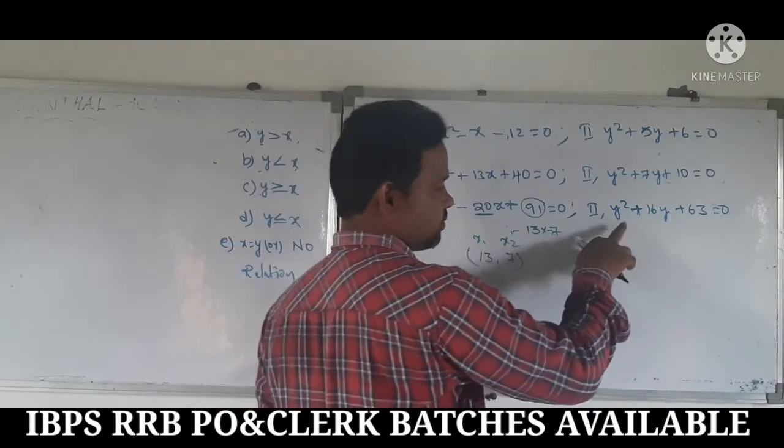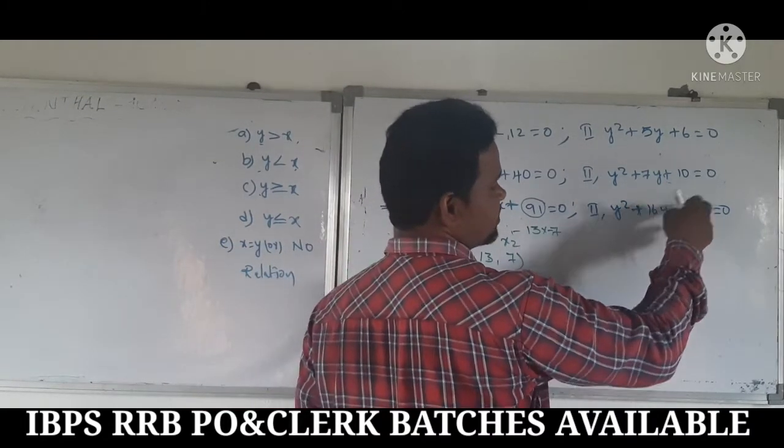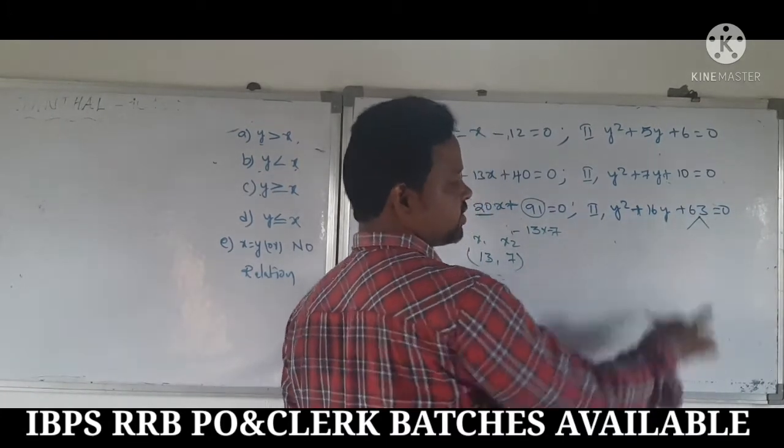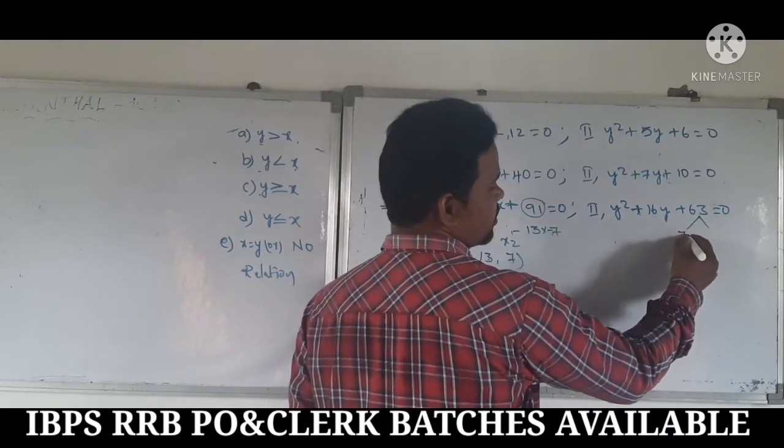Now another case: y square plus 16y plus 63. Hello guys, just observe here. Here 63 is 7 times 9.